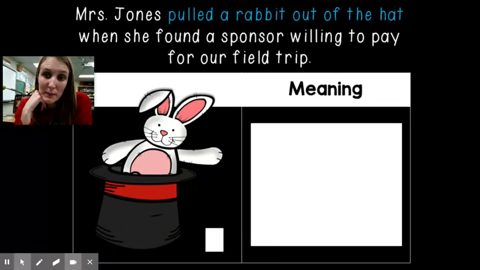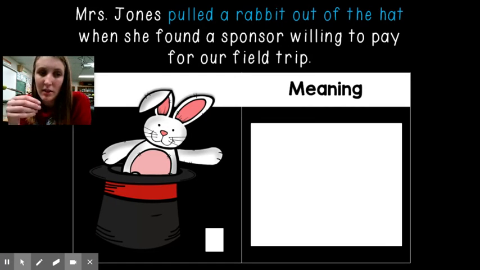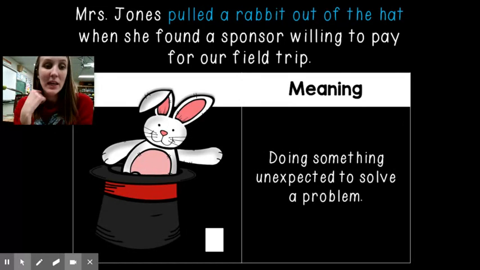Mrs. Jones pulled a rabbit out of the hat when she found a sponsor willing to pay for our field trip. Okay, a sponsor would be someone who would pay for something. And so she found someone who was willing to pay for the field trip. And I know about pulling a rabbit out of a hat, that a magician pulls a rabbit out of the hat and it surprises everyone. So the figurative meaning, I should say, is doing something unexpected to solve a problem.